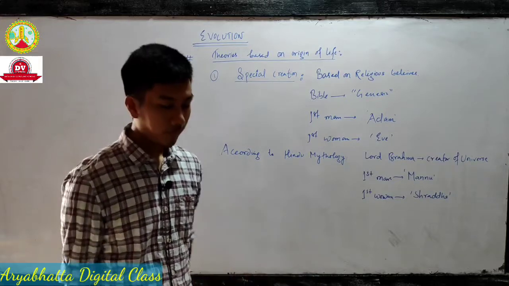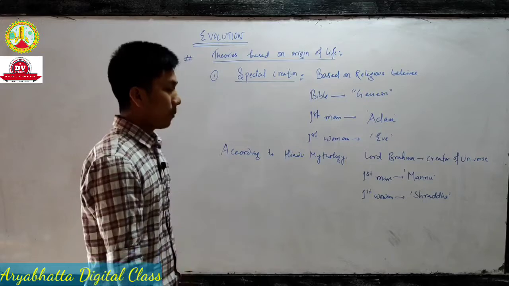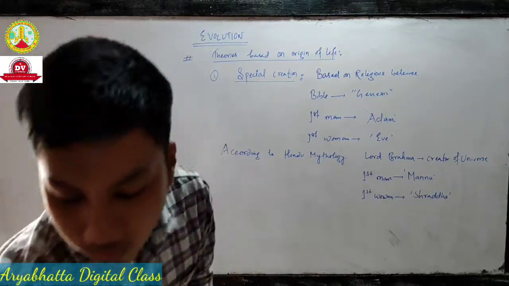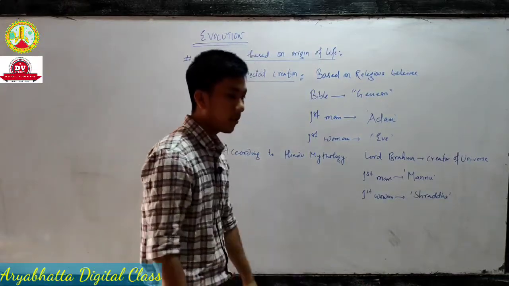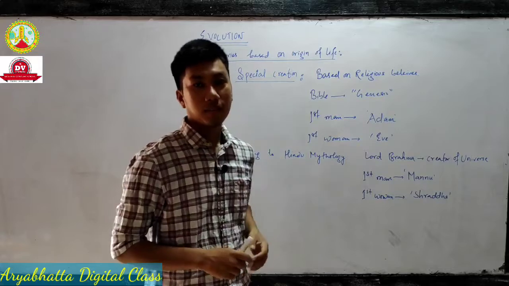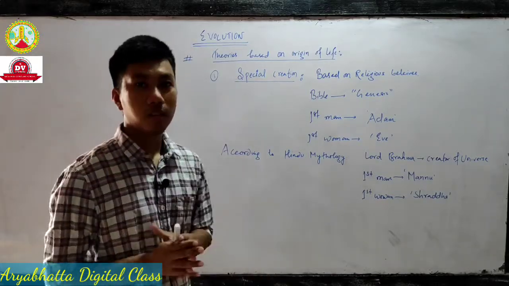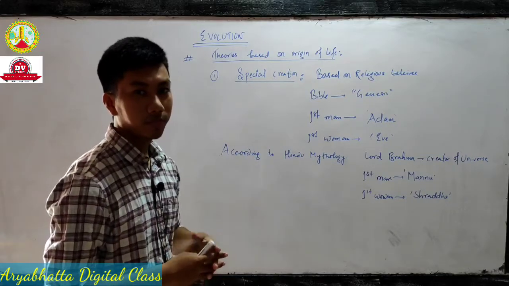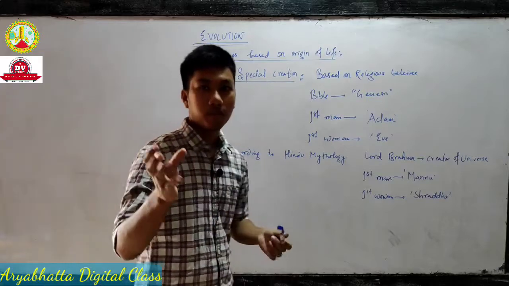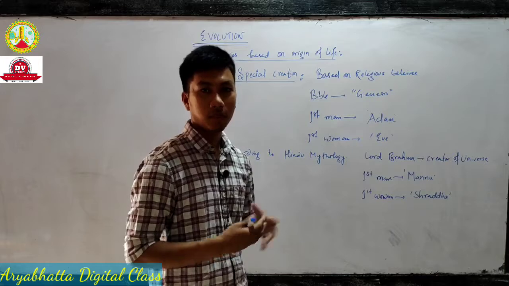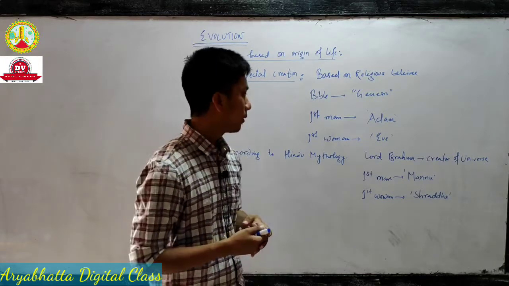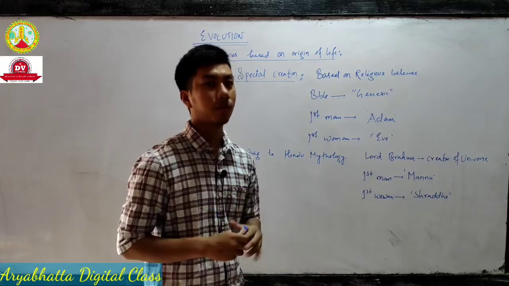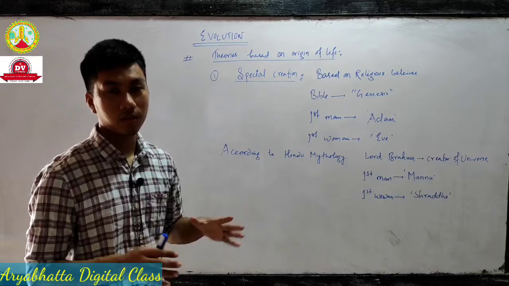Some people might consider it a truth, but we never considered it so. We means science people. All the scientists discarded this theory because there was no experimental proof. But still we need to study it. This is the first theory, known as special creation. According to Christianity, in the Bible chapter Genesis, the first man was Adam and the first woman is Eve. According to Hindu mythology, Brahma was the creator of this universe, the first man is Manu and the first woman is Shraddha, just Shraddha, not Kapoor. That's it, easy to remember. So this theory is based on religious belief.